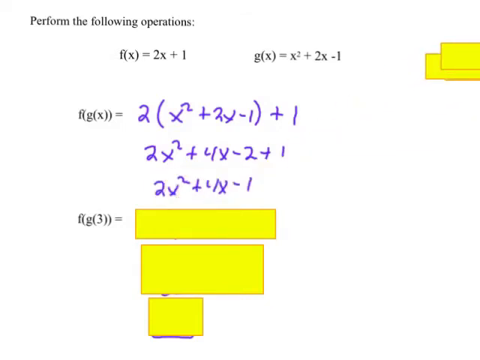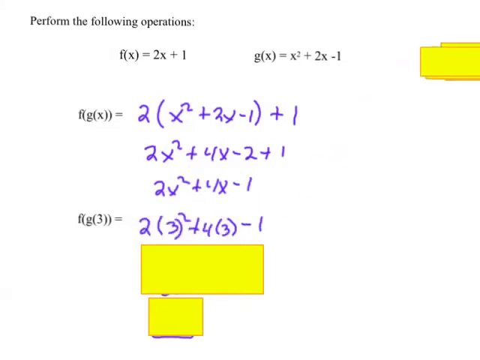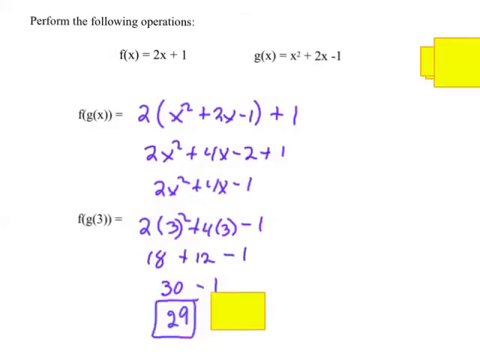Now, we're going to evaluate it for a value of 3. The way you do this, again, is we take our resulting function right here, and I'm just going to plug a 3 in for the x's. And then I'm going to use order of operations and simplify it to get 29.